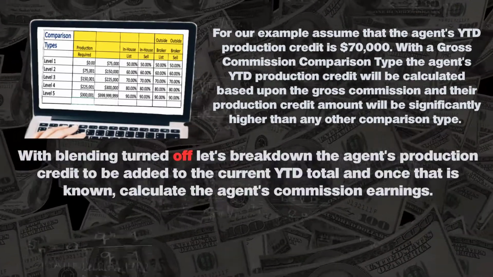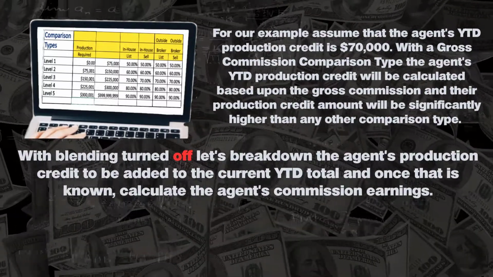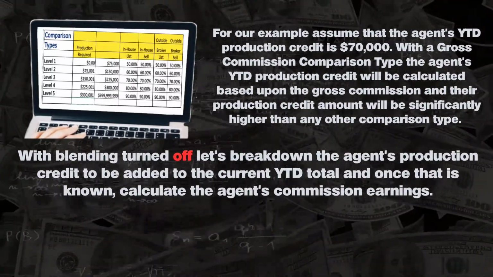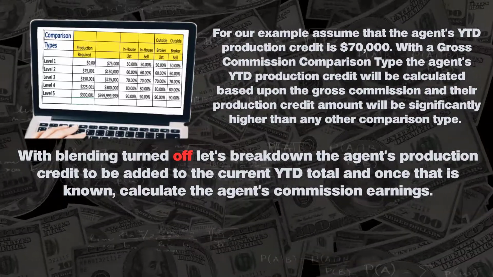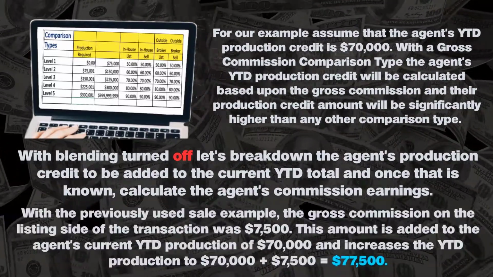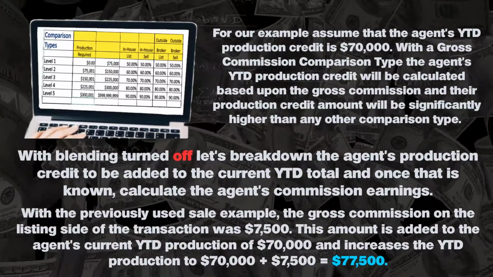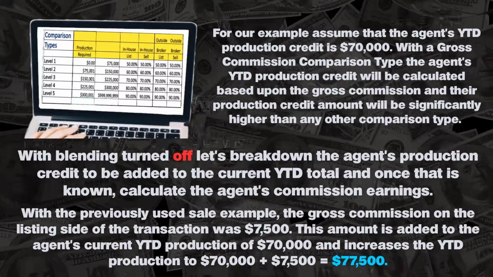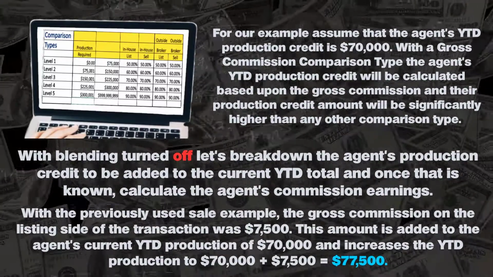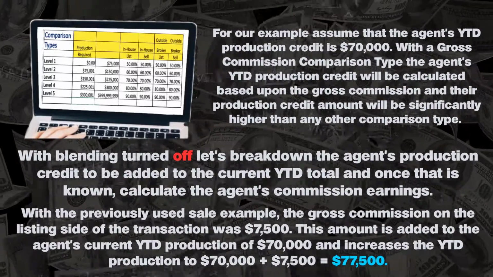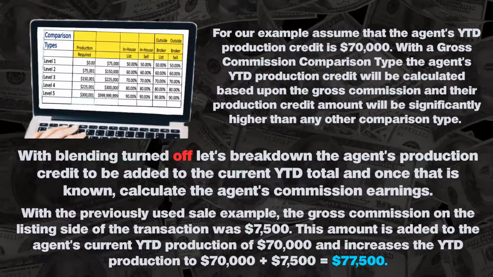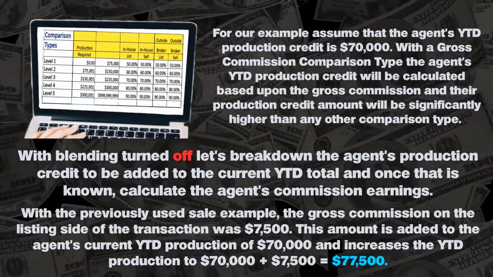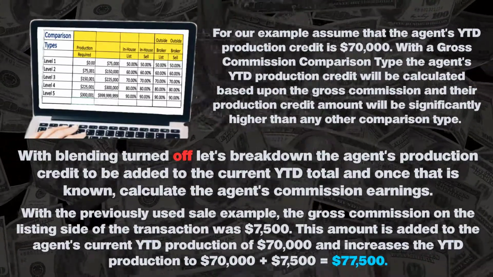With blending turned off, let's break down the agent's production credit to be added to the current year-to-date total, and once that is known, calculate the agent's commission earnings. With the previously used sale example, the gross commission on the listing side of the transaction was $7,500. This amount is added to the agent's current year-to-date production of $70,000 and increases their year-to-date production to $77,500.